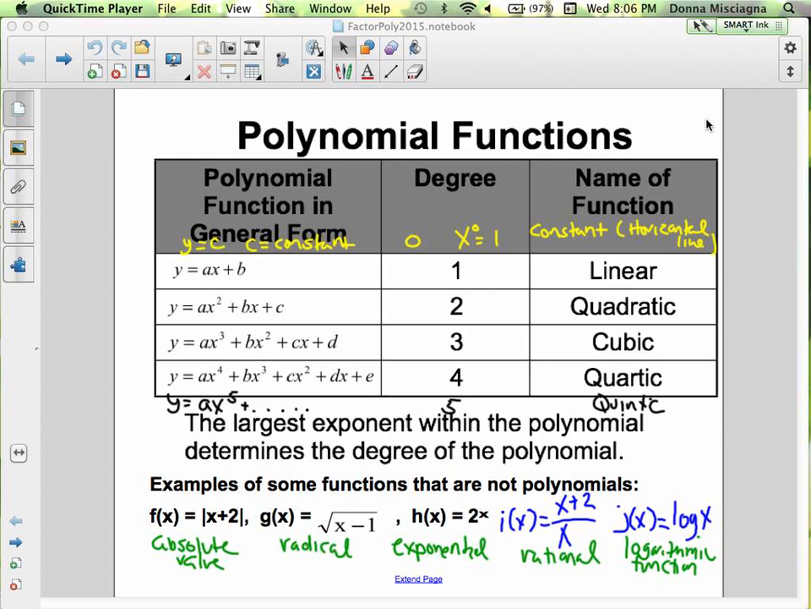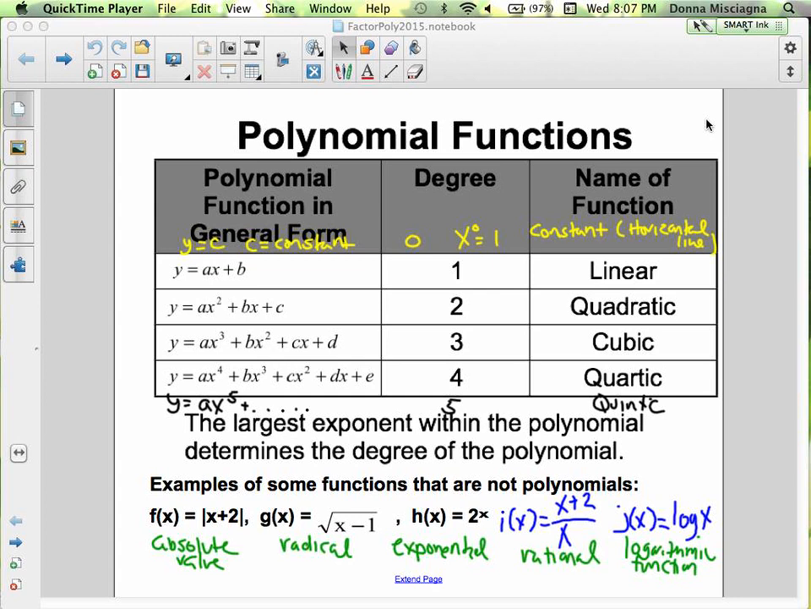So now let's add to that. If our highest term is a cube, then we have a cubic function. It's degree 3. If our highest exponent is x to the 4th, we have degree 4. It's a quartic function. And if our highest exponent is a 5, it's degree 5, and it's a quintic function. So the largest exponent within the polynomial determines the degree of the polynomial. These are examples of polynomials.